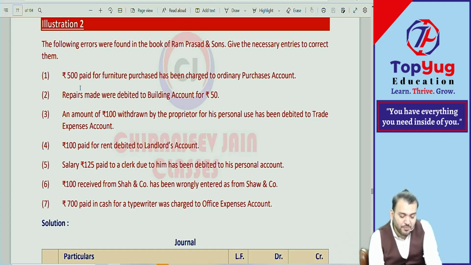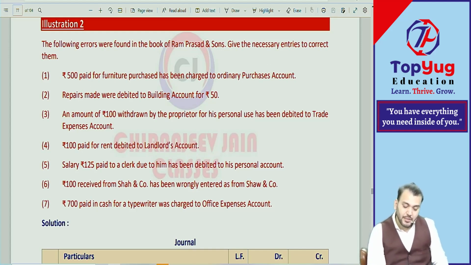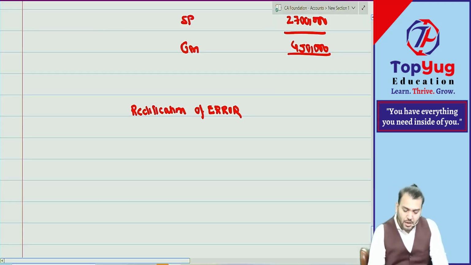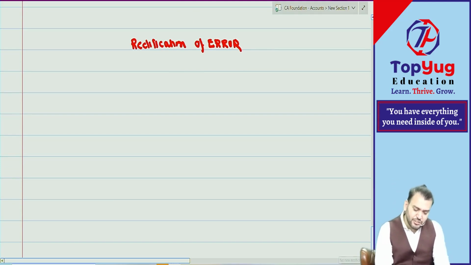Point number 1, rupees 500 paid for furniture has been charged to ordinary purchase account. Means it has been paid for furniture but has been debited to purchase account. Means purchase account is wrongly debited, but instead of that what should be debited? Furniture account. So can you say what rectification entry you will do? Furniture account debit to purchase account. Correct? It was very easy.